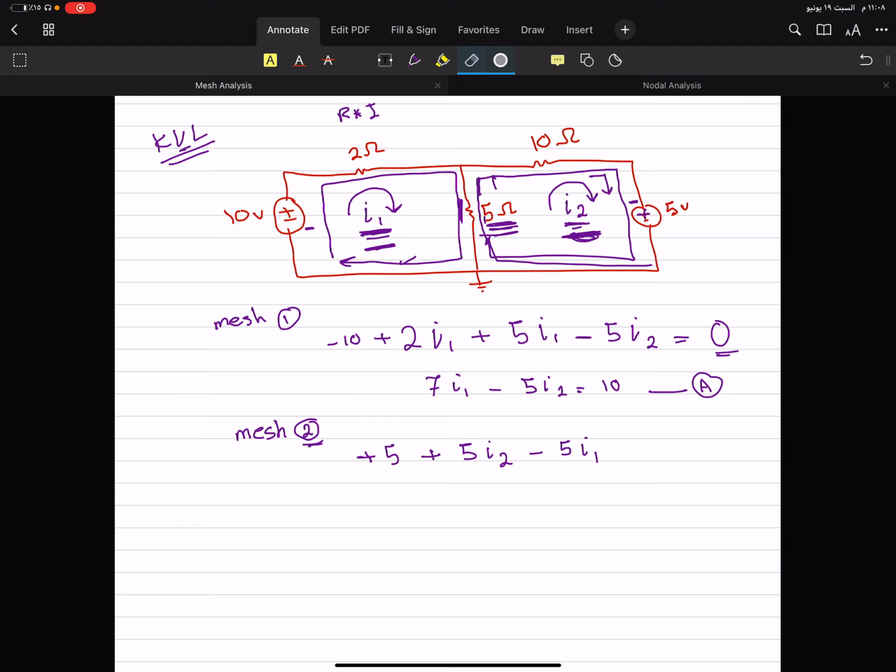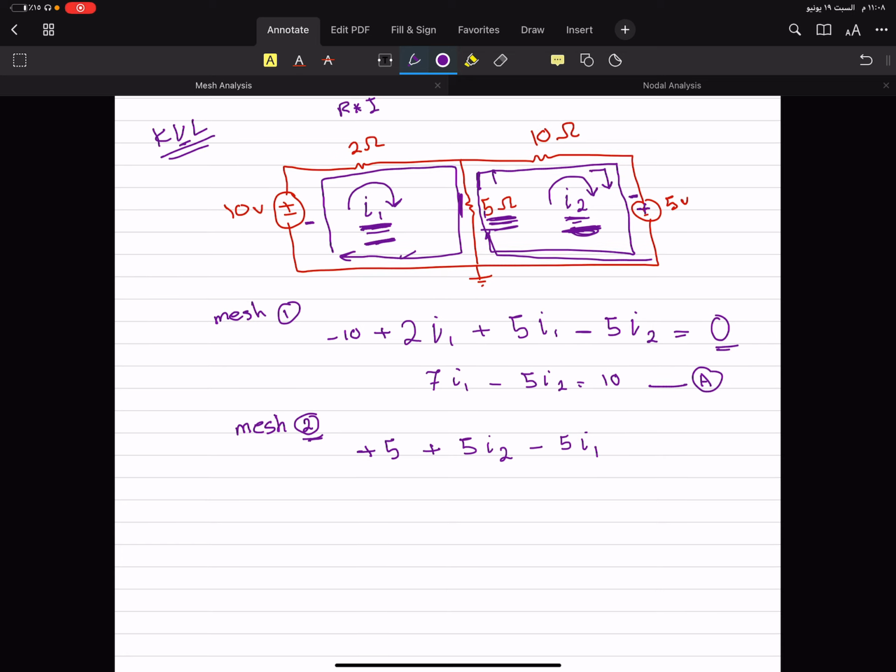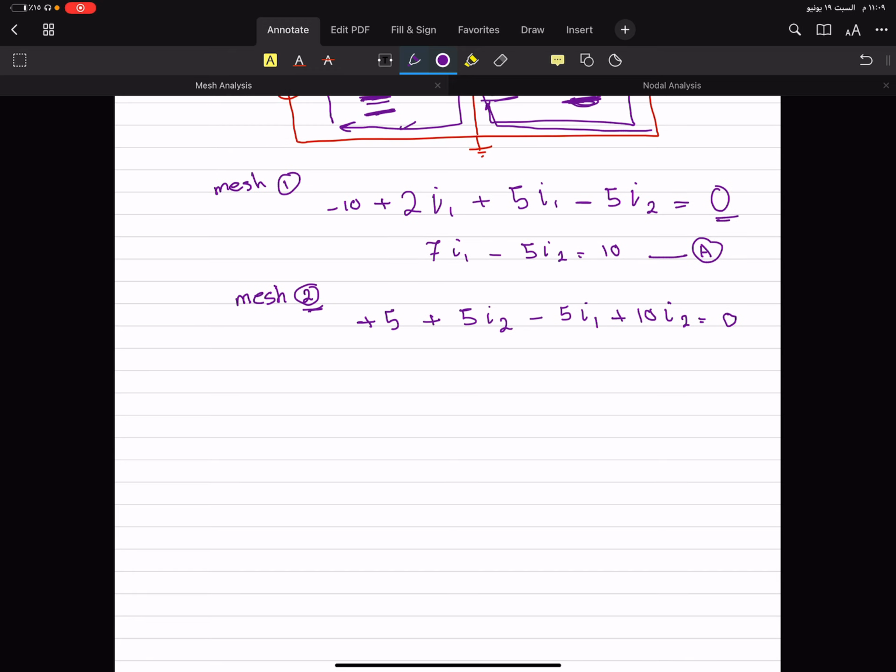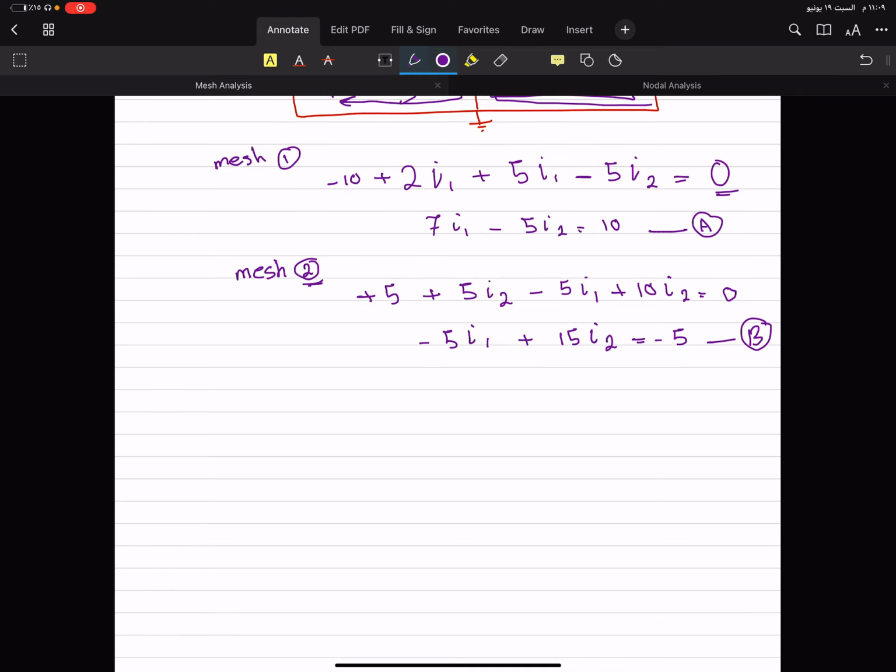It's kind of straightforward when you're used to it. And here you have plus 10 I2. Of course, that's equal to, again, 0. You can fix this one again. You have minus 5 I1 plus 15 I2 equals minus 5. And this one is equation B.